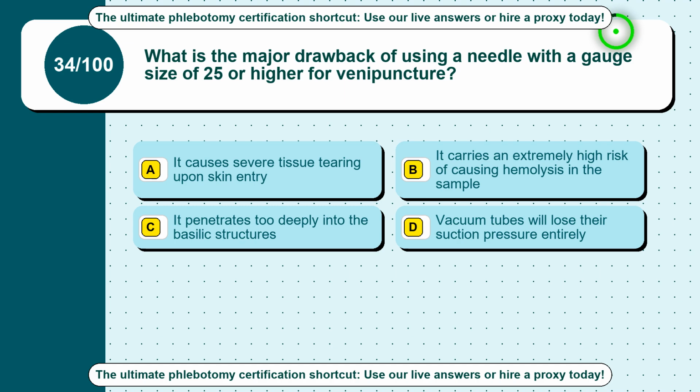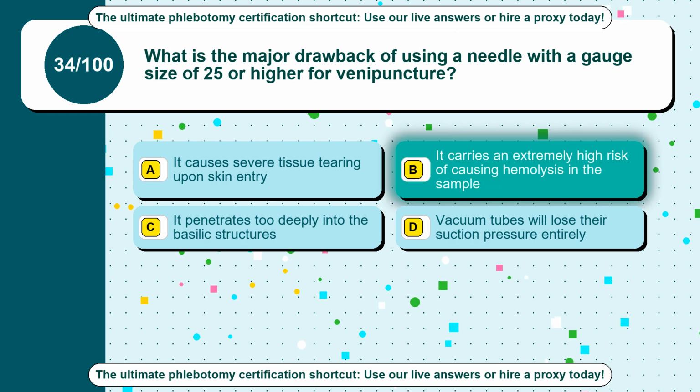Question 34. What is the major drawback of using a needle with a gauge size of 25 or higher for venipuncture? Option A. It causes severe tissue tearing upon skin entry. Option B. It carries an extremely high risk of causing hemolysis in the sample. Option C. It penetrates too deeply into the basilic structures. Option D. Vacuum tubes will lose their suction pressure entirely.